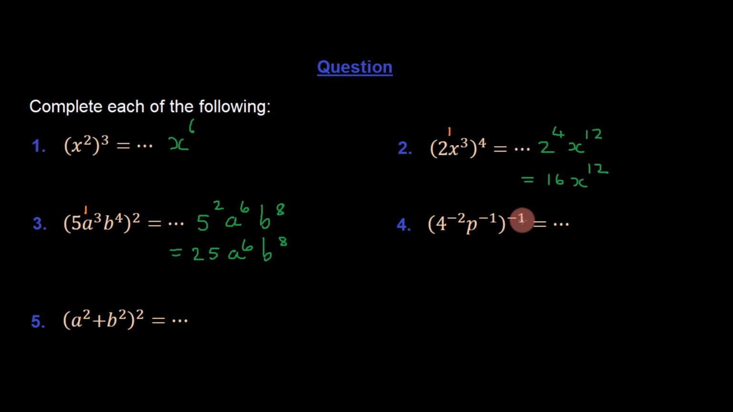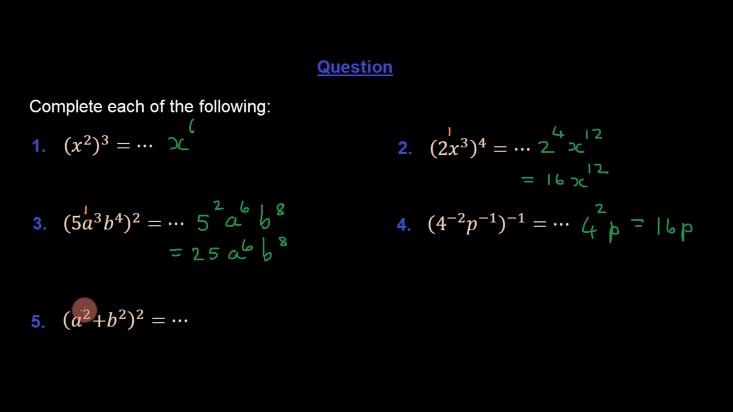Once again, we apply the power outside the brackets to each power inside. So negative 2 times negative 1 is positive 2, and negative 1 times negative 1 is positive 1. So it's just p. 4 squared, of course, is 16. So our answer then is 16p.